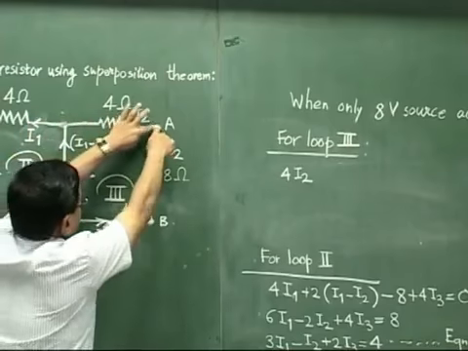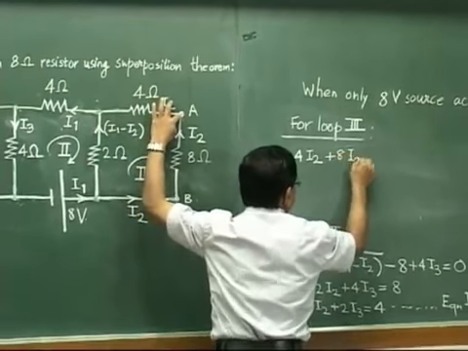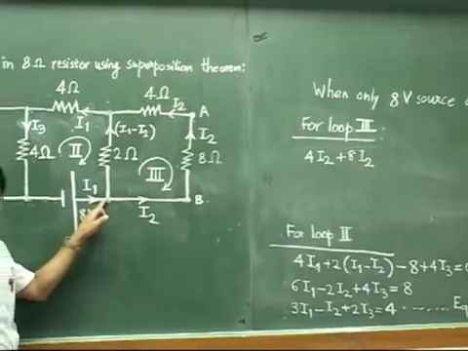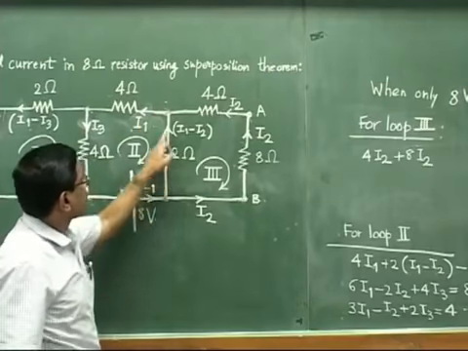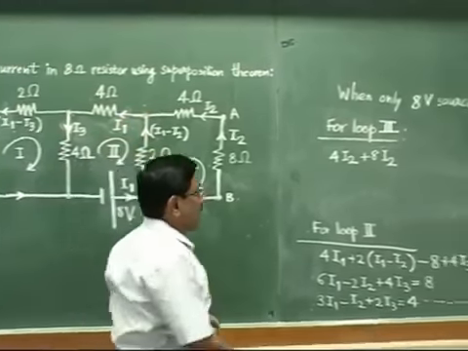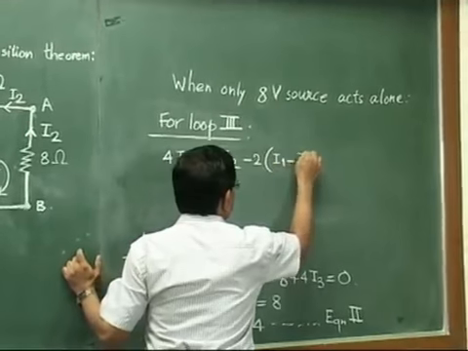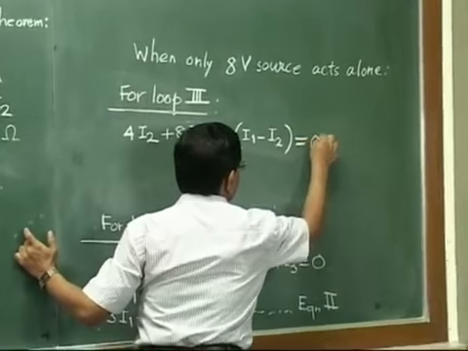So we have reached here. Then down it will be plus 8I2. We have reached here. Here to here, no component, nothing. So no question of voltage drop or rise. And from this point to the original point, see now current is in our direction. So minus 2 times (I1 minus I2). And this all equal to 0.